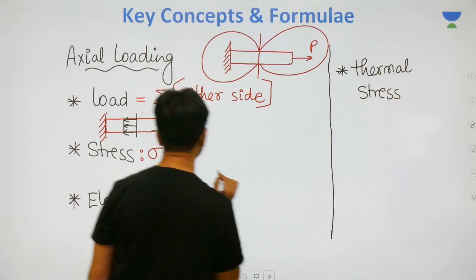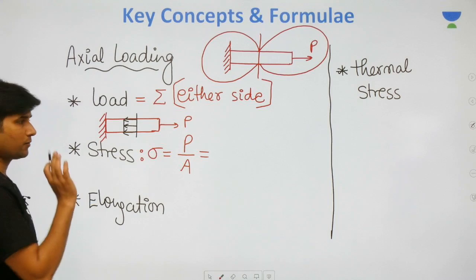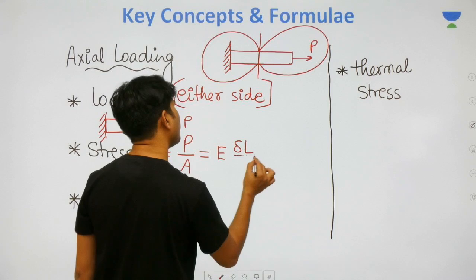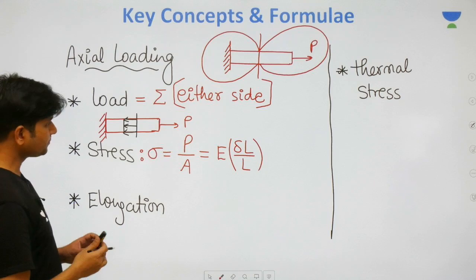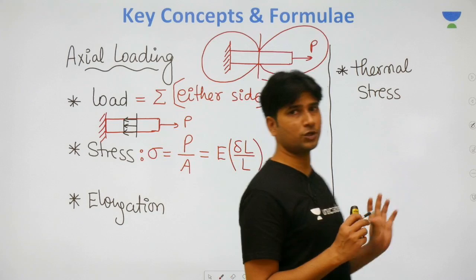That value you decide in two possible ways. The first way is simply load divided by area. And the second one is Hooke's law, which is sigma equals E multiplied by epsilon. So please do remember this universal equation of axial loading. This is useful for our current session and whatever we are going to discuss further.